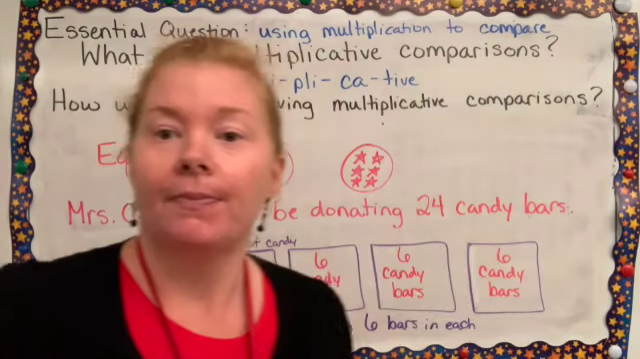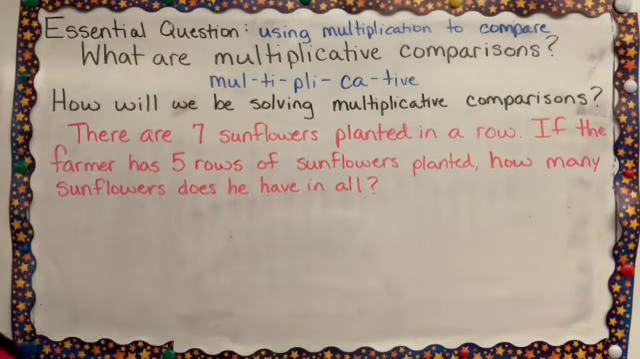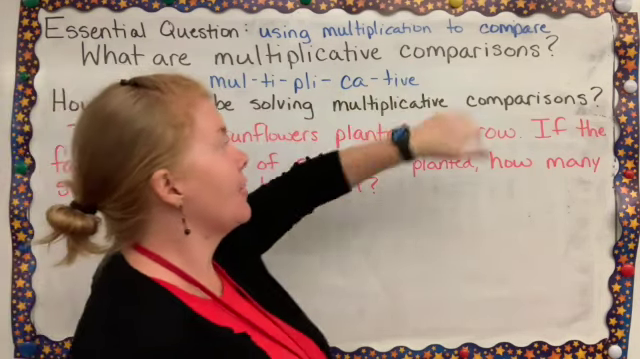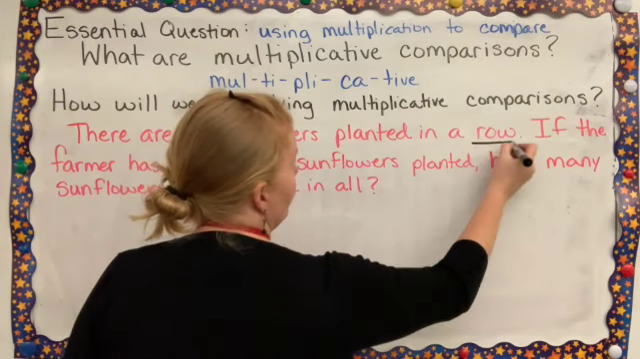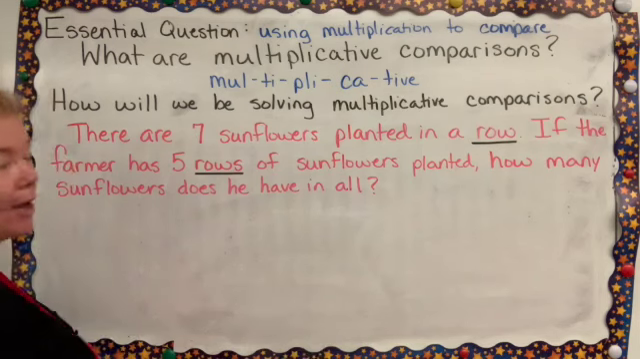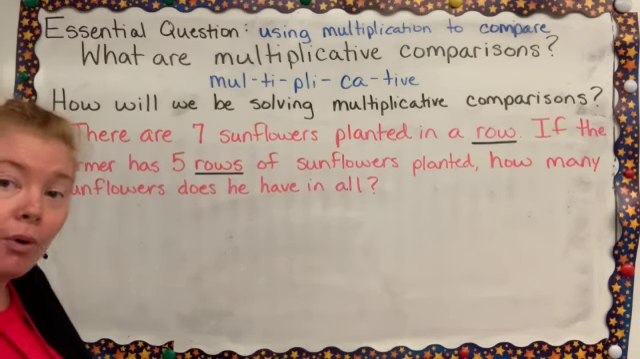Let me show you. All right, so let's read our last type of word problem that we're going to see whenever we are solving multiplicative comparison equations. There are 7 sunflowers planted in a row. If the farmer has 5 rows of sunflowers planted, how many sunflowers does he have in all? Now there is a very important word that shows up here. Row and rows. What do you know about the word row or rows?